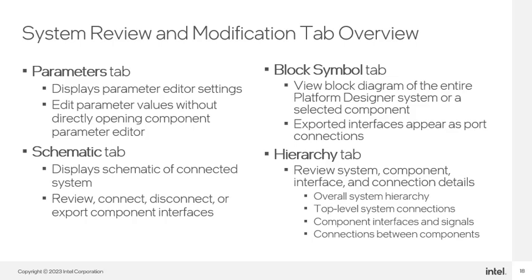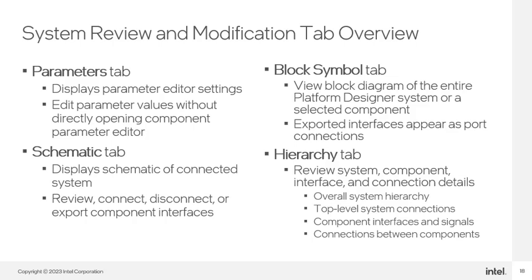The Block Symbol tab displays a block symbol diagram of a selected item, whether it's an individual component or the entire system. If the entire system is selected, the external connections to the system are highlighted, similar to the view in the Schematic tab. All interfaces exported out of the system appear on the symbol. You can see the individual signals that make up each interface by enabling the Show Signals option in the tab.